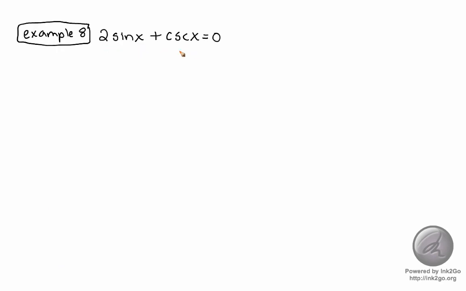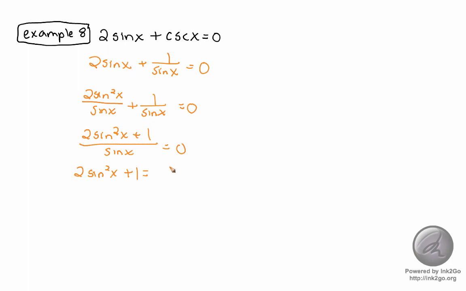Similarly here, I don't have a GCF, so I can't factor anything out. I've already got it set equal to 0. So let's replace cosecant x with an identity in terms of sine and cosine. So we're going to write everything in terms of sine and cosine. Get a common denominator so I can add these two fractions. Then multiply each side by sine of x.